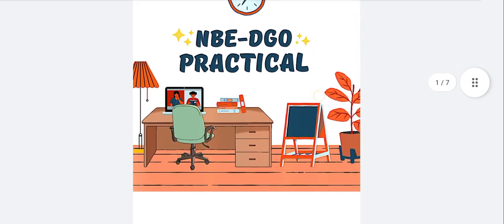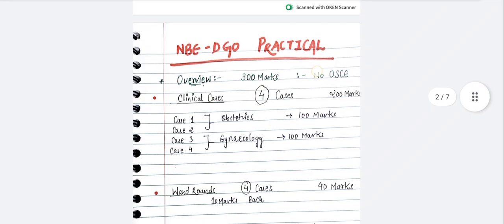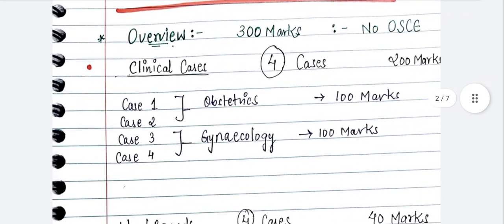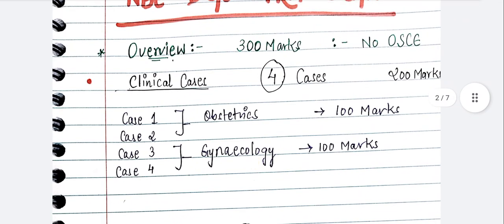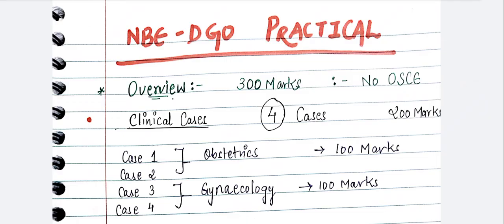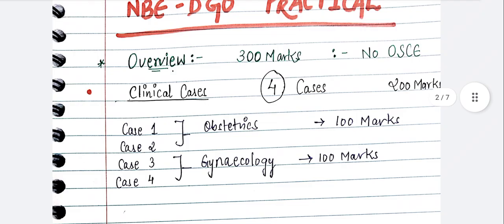The NBE-DGO practical will be of total 300 marks and no OSCE pattern. So you heard it right. There is no OSCE pattern in the NBE-DGO practical examination like the DNB practicals. But you have to score up to 50% marks to pass the exam. So you have to score 150 or above it.